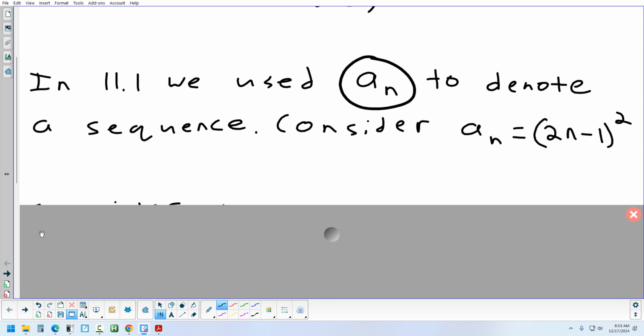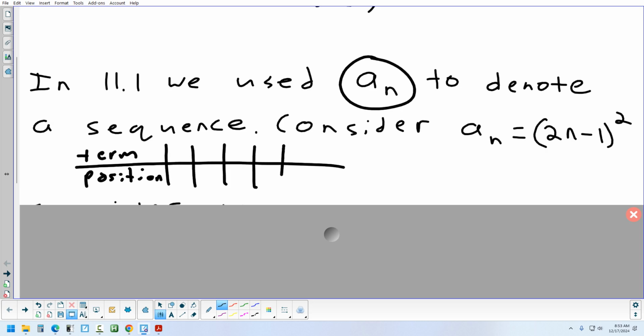Let's write down some of the terms in that sequence. So let's do term and position. Let's start. Let's do the first 4. Okay, if we plug in a 1 for n, what's 2 times 1? 2. Take away 1. 1. And then if you square it, 1. Right, let's do 2. 2 times 2 is 4. 4 minus 1 is 3. What's 3 squared? 9.